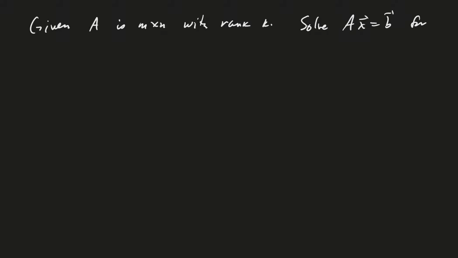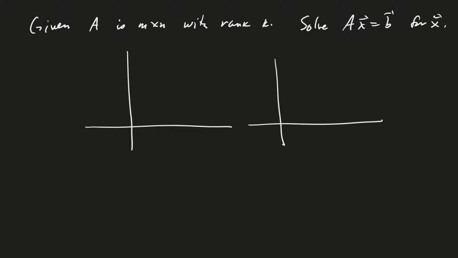Let's get things set up. So we're given A that is m by n, and let's suppose we know that it has rank k, and we're trying to solve Ax equal b for x. Right? Now, let's think about things in terms of the four fundamental subspaces: row space, column space, null space of A, null space of A transpose. That was sloppy. We don't usually use the null space of A transpose, but okay.